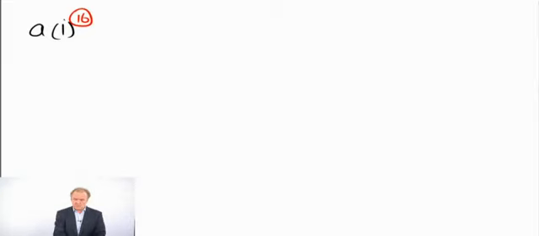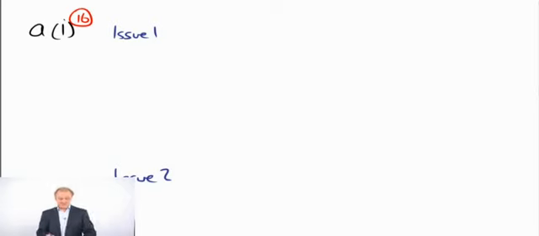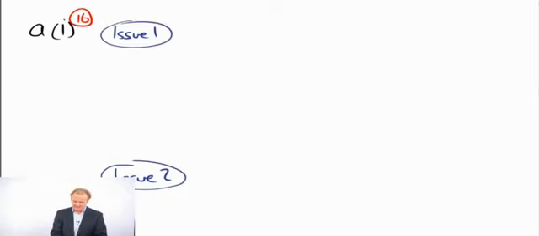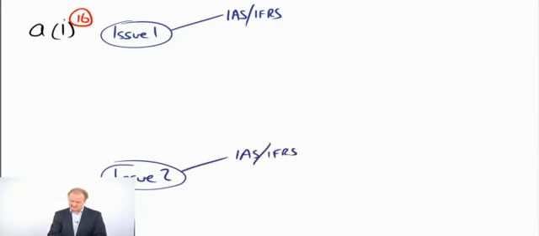So let's come down here and get a little answer plan set up. So A part 1, 16 marks. And what do we know so far? We know there's issue 1 and there's issue 2, but we don't know what the issues are yet. And for each of them, we've got to identify the relevant accounting issues, which sounds like accounting standards to me. So what are the rules?